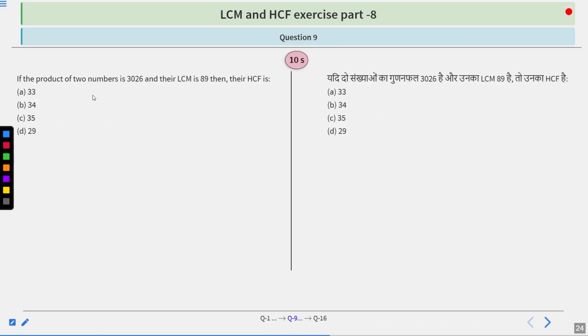If the product of two numbers is 3026 and their LCM is 89, then find their HCF. And options are 33, 34, 35, and 29. These are the options.